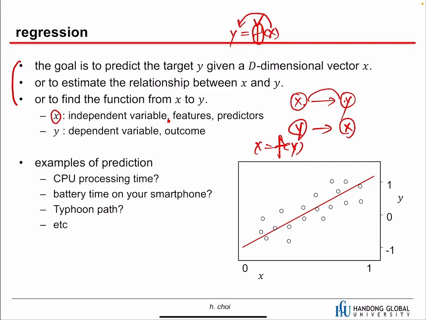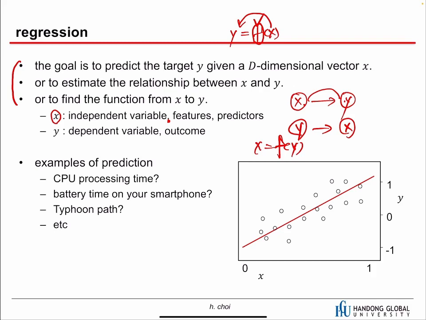There are lots of examples of regression because regression is a really popular method. We have a couple of examples, to name just a few. The first one is CPU processing time. Yes, we can predict the CPU processing time based on some independent variables like the amount of memory space, the number of processes, or the type of software, and so on. The next example is battery time on your smartphone.